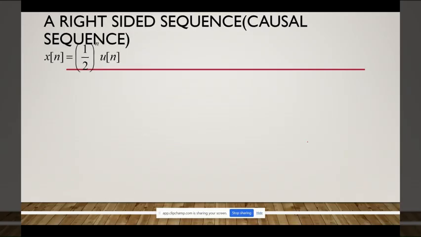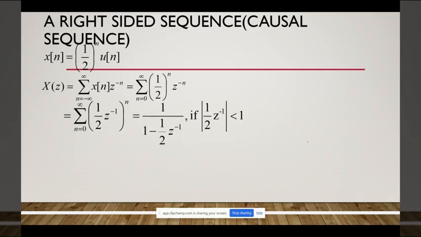Now an example: instead of a, we have a constant like x[n] = (1/2)^n u[n], the same type. Minus infinity to infinity becomes 0 to infinity for u[n]. So instead of a, we have (1/2) z^-1 the whole power n, giving 1 / (1 - (1/2) z^-1). Now guess what the ROC value will be?